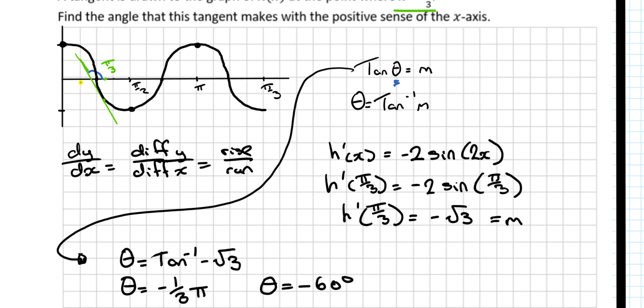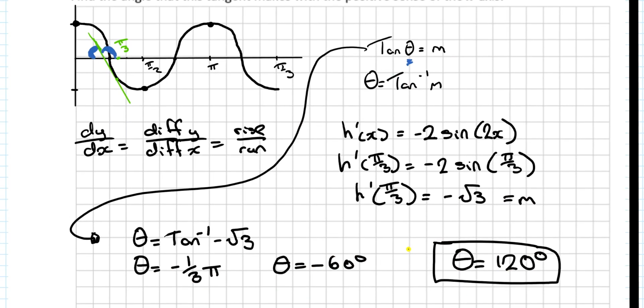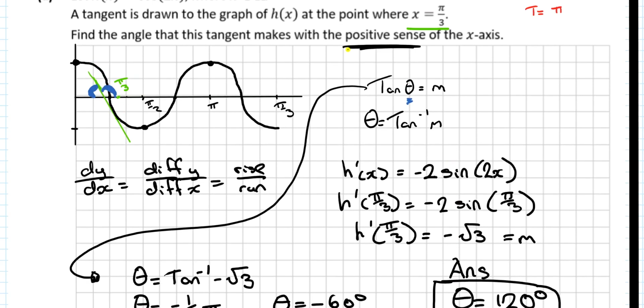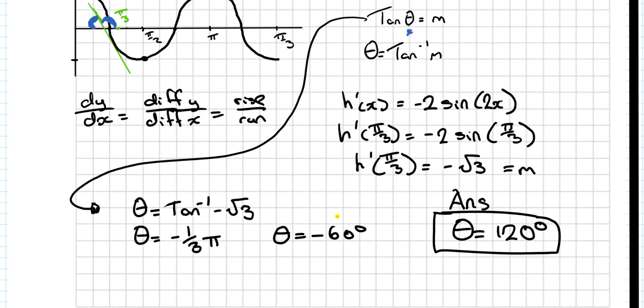Now that 60 degrees is actually referring to this bit right here. So what do you think this angle here is going to be? 120 degrees. Theta is equal to 120 degrees, just from using a little bit of common sense there, I suppose. So this is your final answer here, because it says the positive sense of the x-axis. That's what we really want. So it's 120. If they wanted it in radians, you would subtract 1 over 3 pi from pi, and you'd get 2 over 3 pi rads.